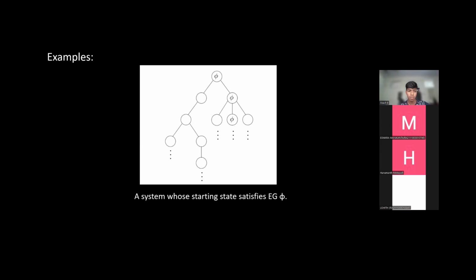And next example, let's consider this example, which is EG phi, which means along at least one path globally, we must have phi as a label. As we can check here, in at least one path, from the starting node to the last node, we are having phi. So it's semantically entailed with the given model.